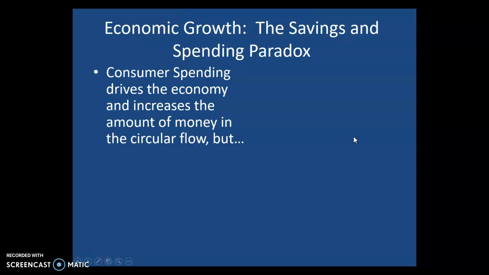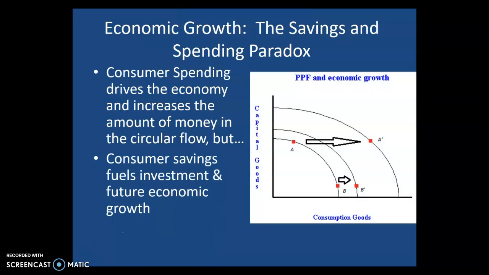Consumer spending drives the economy. You may remember we talked about the circular flow early in the semester, and we want to get money into that circular flow to buy goods and services, and that makes our economy grow. But consumer savings fuels investment and future economic growth. And it really is a paradox. If we spend all the money that we're making, the economy will grow, but it will grow slowly.